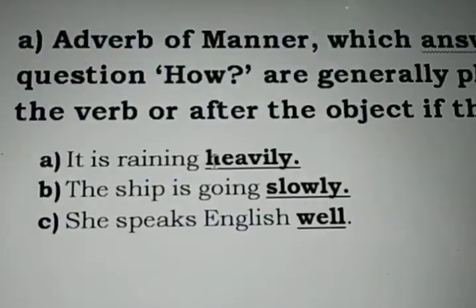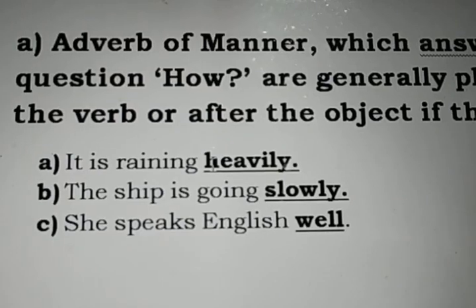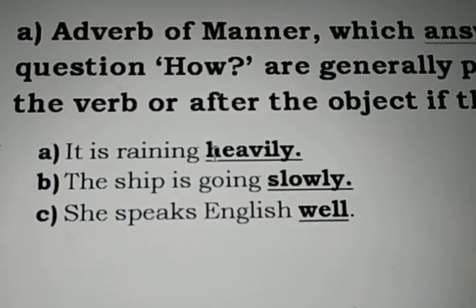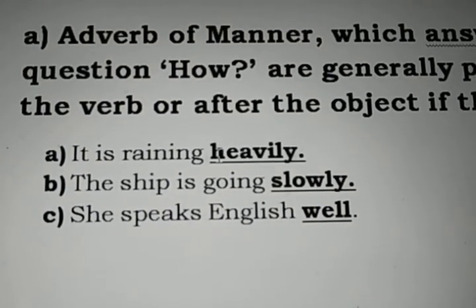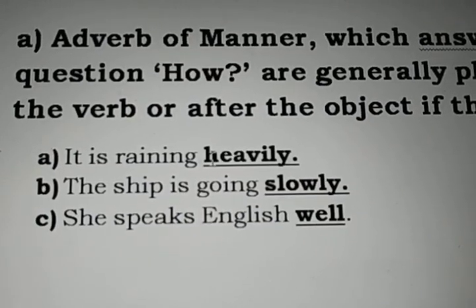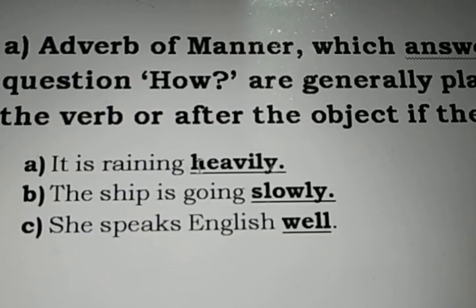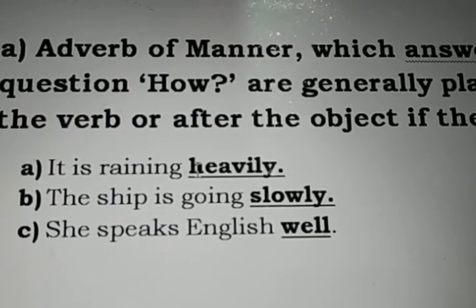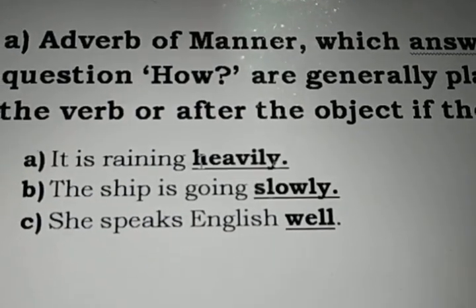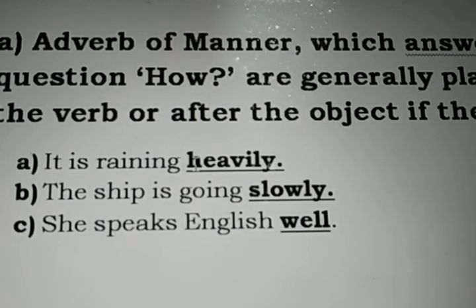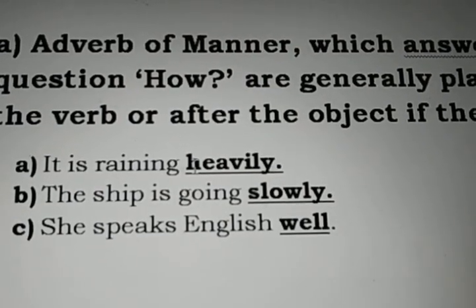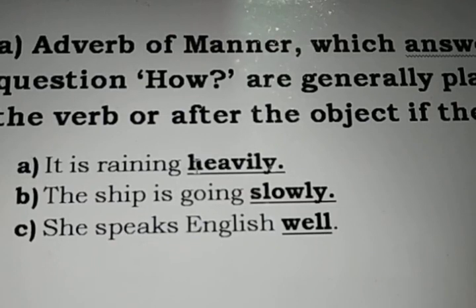Examples. First one, it is raining heavily. In it, the verb is raining and after it we have placed the adverb of manner, heavily. So we place the adverb of manner after the verb raining. In the second sentence, the ship is going slowly. Here also, we are keeping the adverb of manner slowly after the verb going.